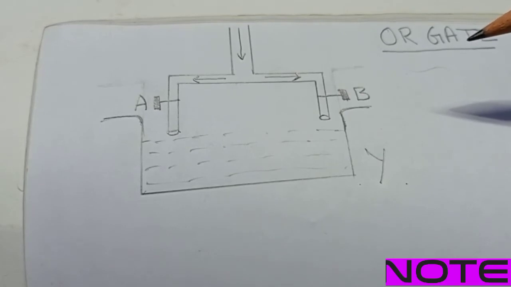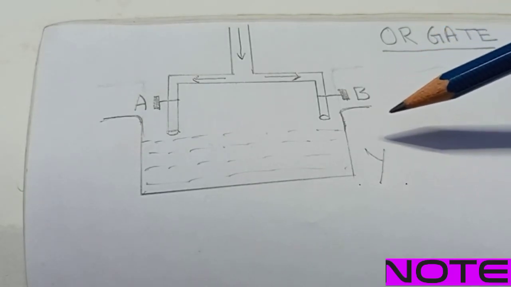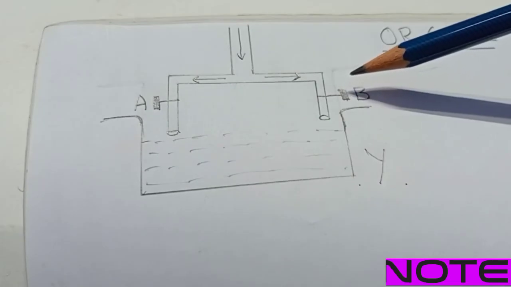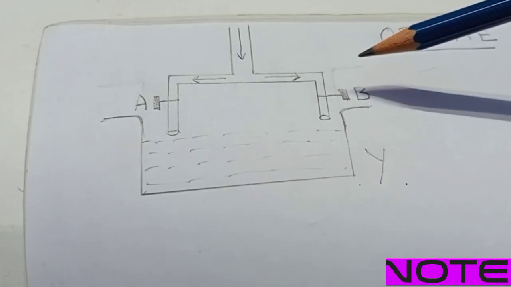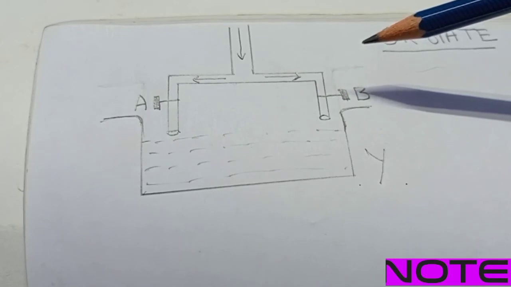Now we may summarize the action logically as follows. Step 1. If both the cocks A and B are closed, no water will come out. If A equals 0 and B equals 0, then Y will be equal to 0. If A is closed and B is open, we can get water from B. So logically it can be stated as: if A equals 0 and B equals 1, the output Y is 1.